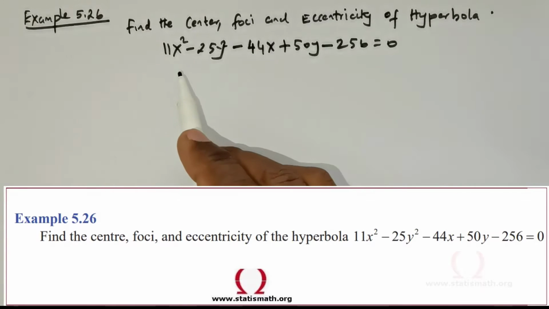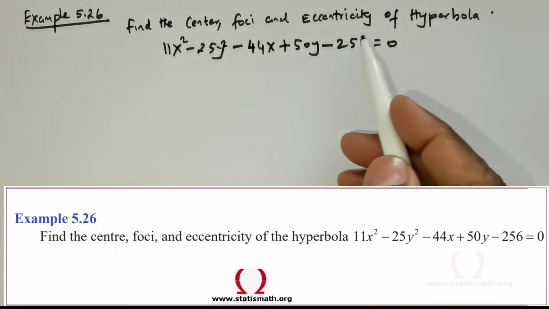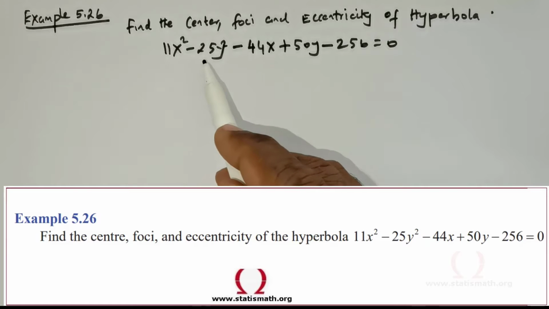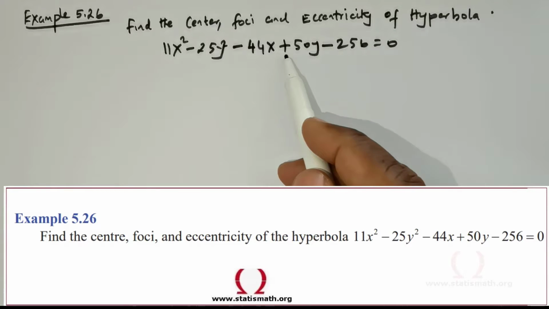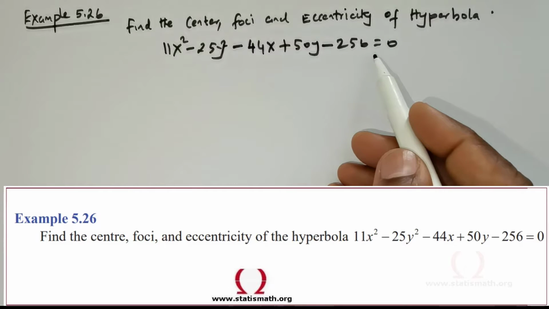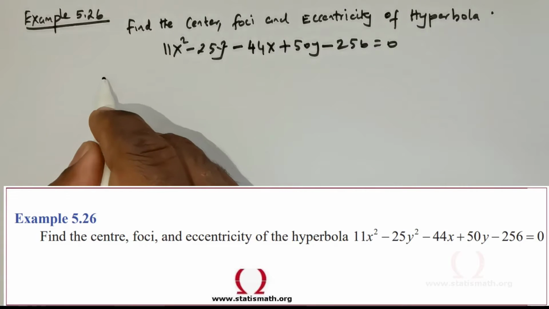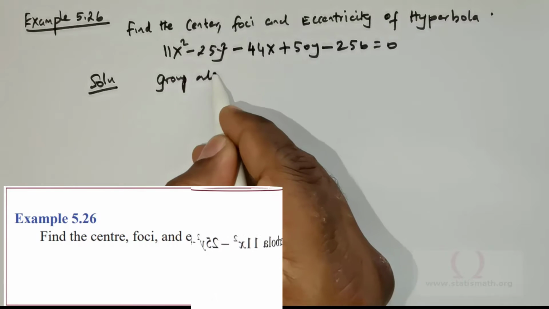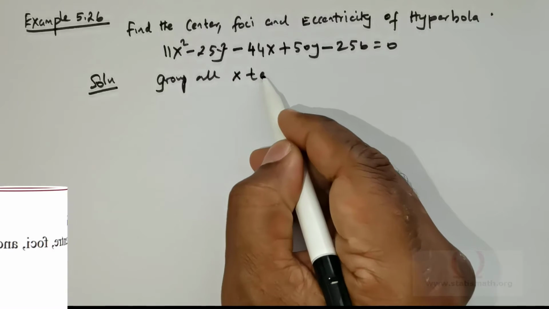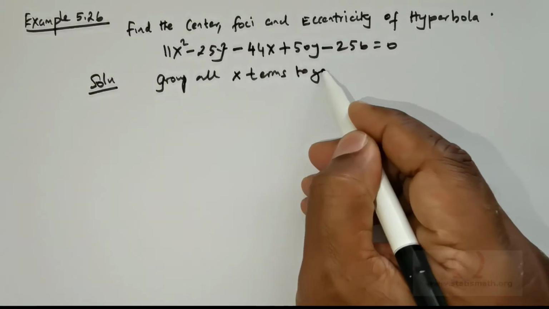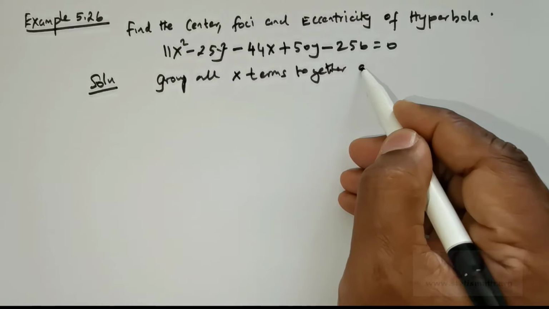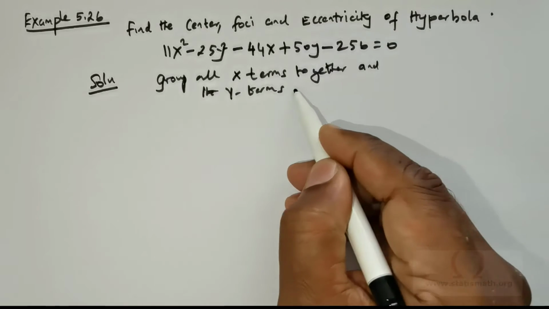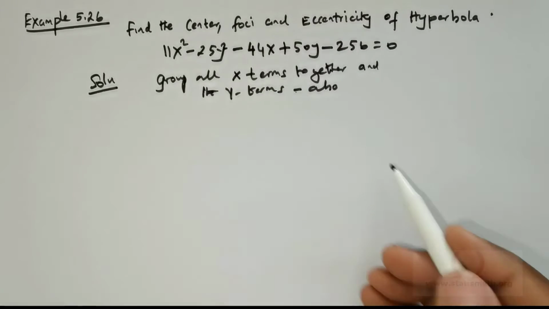Students, in this question we are expected to find the center, the foci and the eccentricity of the hyperbola, which is given as 11x squared negative 25y squared negative 44x positive 50y negative 256 is equal to 0. So foremost, to obtain the solution, we should group all x terms together and the y terms together. Okay, so we need to do the grouping.